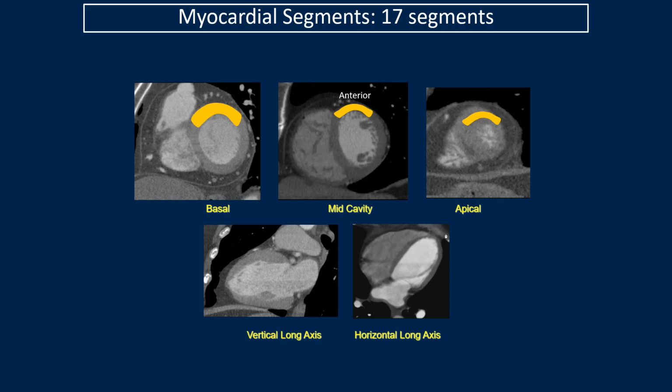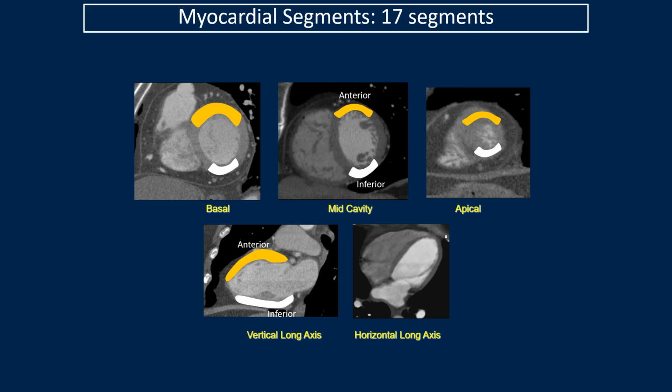Now, the first segment we'll talk about is the anterior segment. You can see it in the top row on the short axis images. And if you look at it on the long axis views, you can see it in the two-chamber view of the heart. Diametrically opposite to it is the inferior segment, which you can again see highlighted as white. And you can again see this in the two-chamber images.